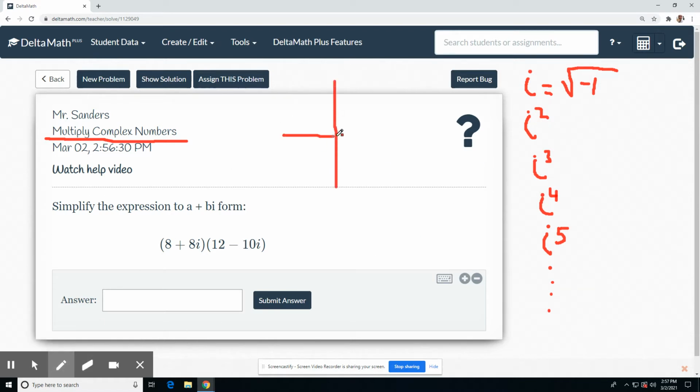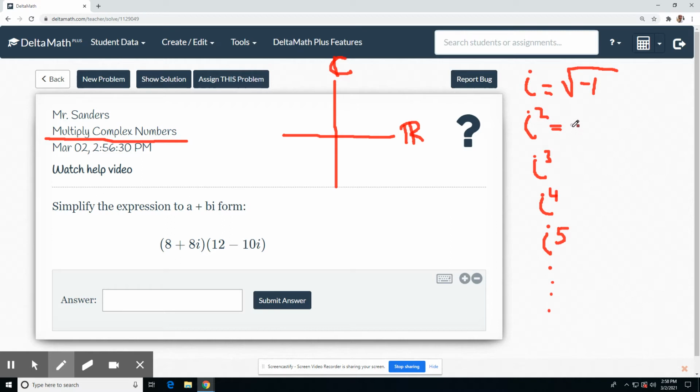There's our real part. That's the real number line. And then the complex part, that would be the number next to i. And then it graphs on a two-dimensional plane. But anyway, let's go ahead and look through these.